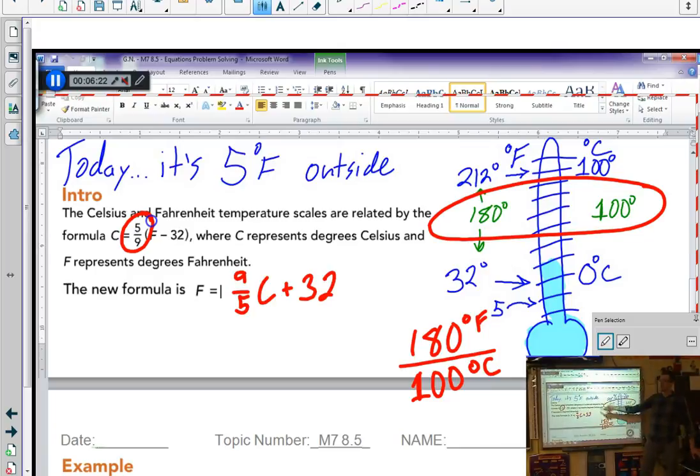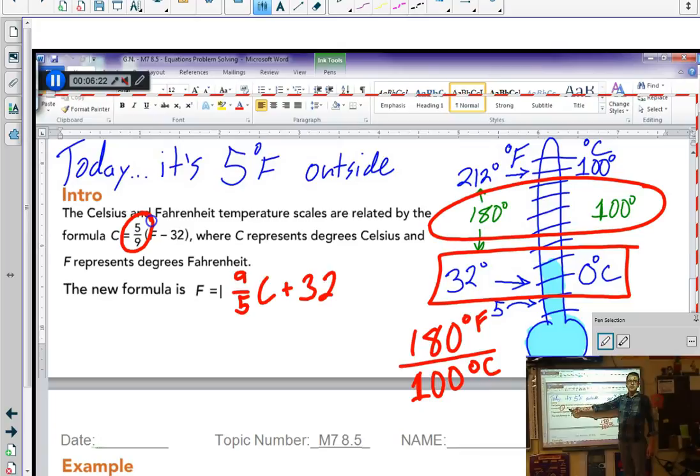The plus or minus 32 that happens is because of this. At 0 Celsius, I have to make 32 Fahrenheit, so I have to add the 32. At 32 Fahrenheit, I have to make 0 Celsius, so I take away the 32.